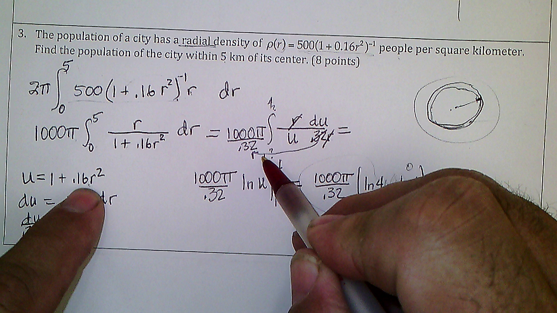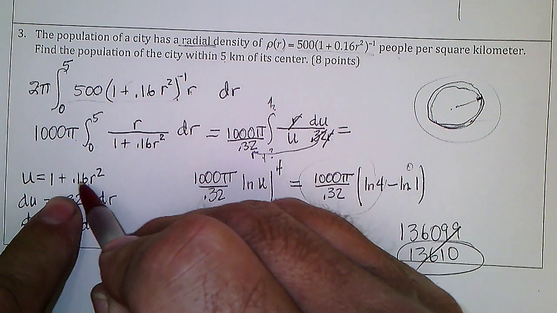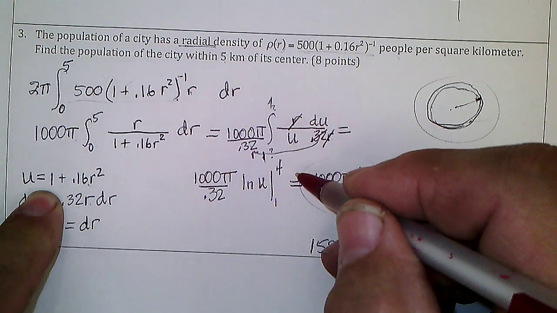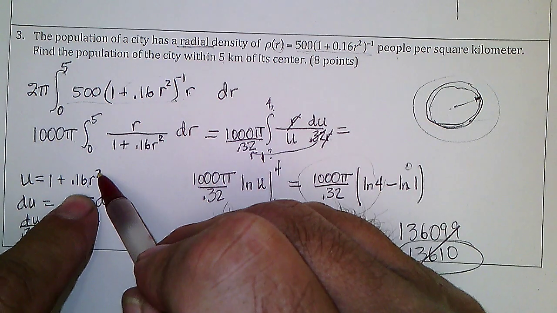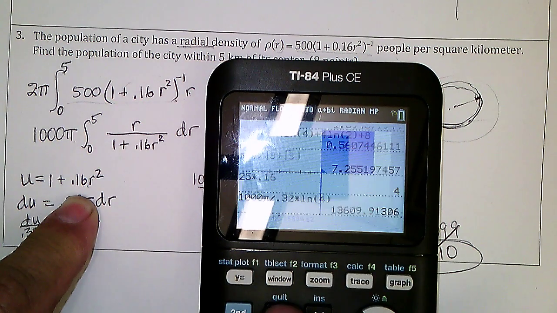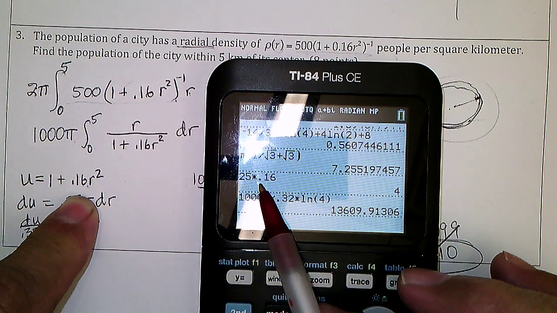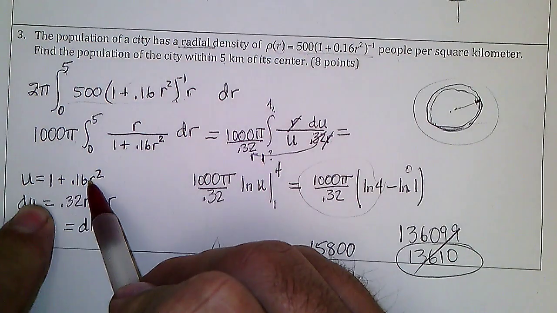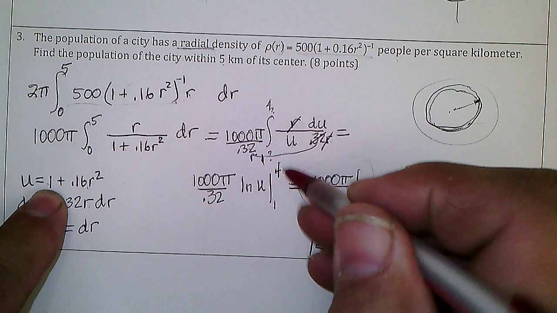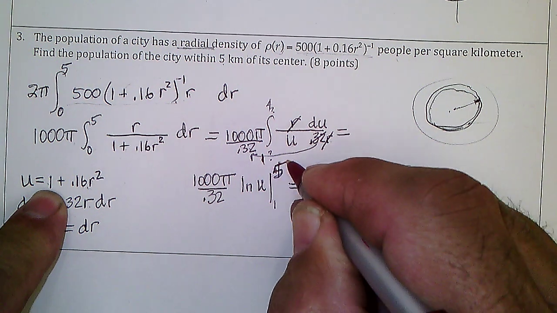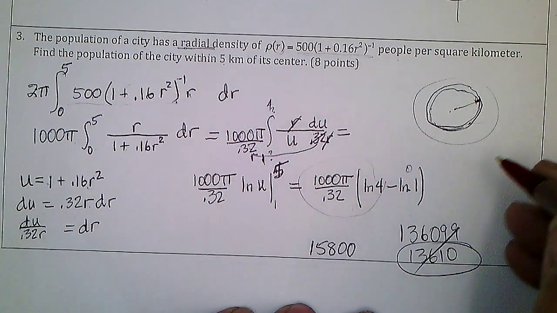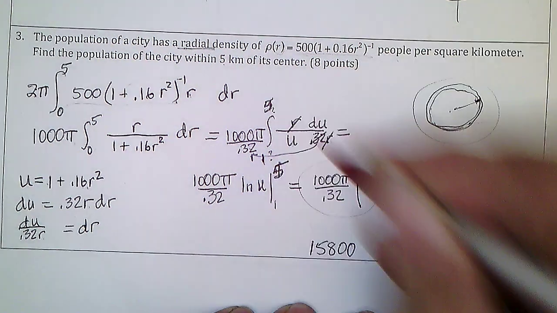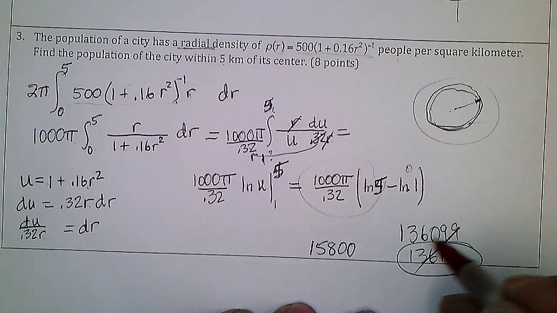If I put 0 in here, 0.16 times 0 squared plus 1 is just 1. If I put in 5 squared is 25, and I think I did that. 0.16 times 25 is 4. Oh, 4 plus 1 is 5. There's my mistake. So this should have been 5 and 1. So, whoop.